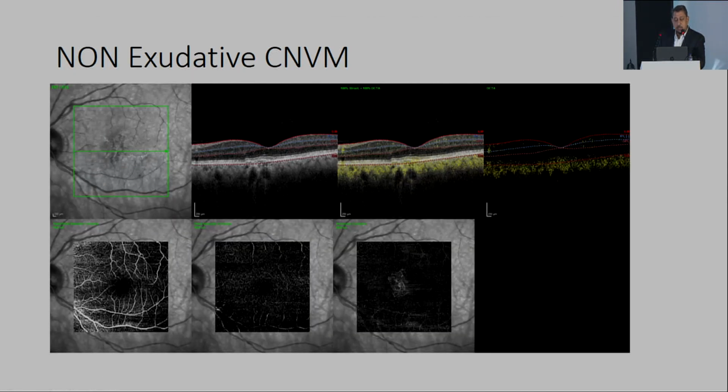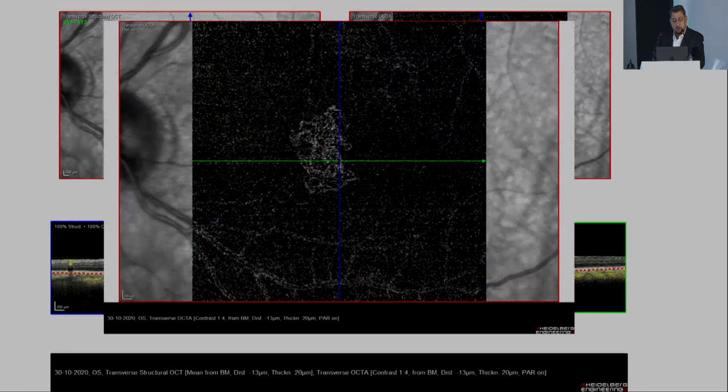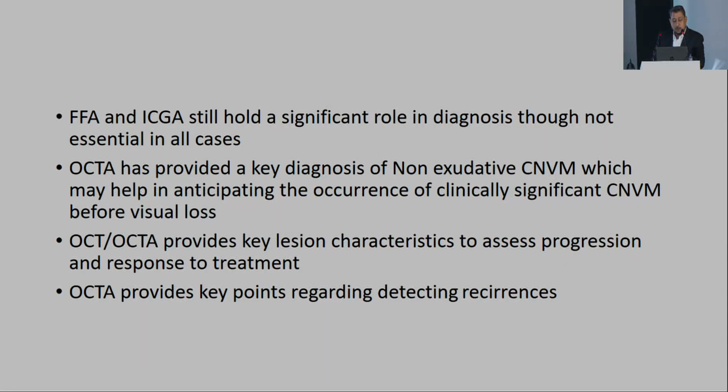And when you do an OCT angiography, you find there's a vascular network over there. So you have a vascular network, or what you would call a CNVM, but there is no fluid or hemorrhage. This is called a non-exudative CNVM. This is another picture of a non-exudative CNVM. And why is it important? Statistically, up to 22% of non-exudative CNVMs become full-blown CNVMs in 1 year to 15 months. So that is why you have to identify.